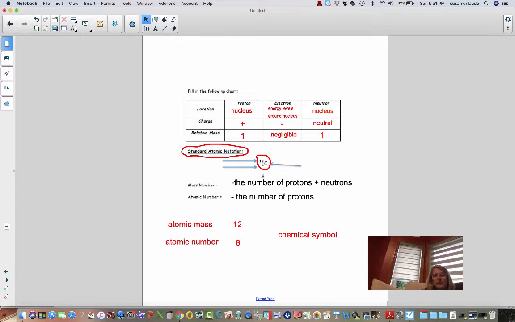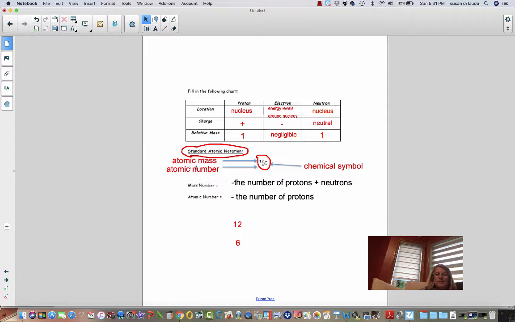So what does this mean? Well, C is the chemical symbol for carbon. So we have a chemical symbol as part of the standard atomic notation. The 12 we call the atomic mass. Okay, so that's the protons and the neutrons. The 6 is the atomic number, and that's just the number of protons. So the mass number is the number of protons plus neutrons. The atomic number is the number of protons, and that's important to remember.